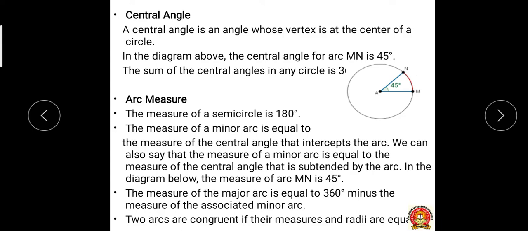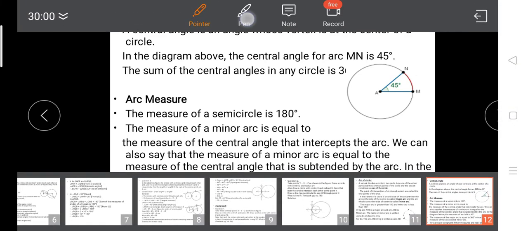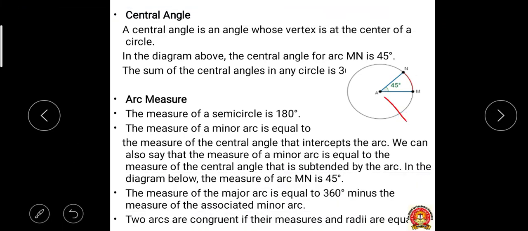Two arcs are congruent if their measures and their radii are equal. If you draw another arc here, and this is also 45 degrees, it means they are equal to each other. Or if their radii are the same, then also they are equal.